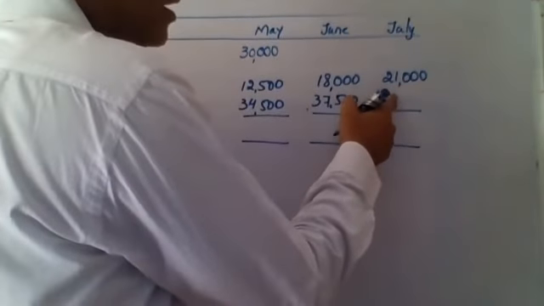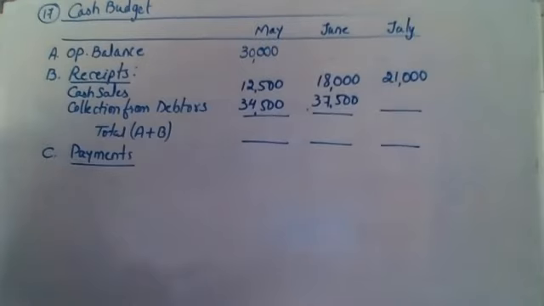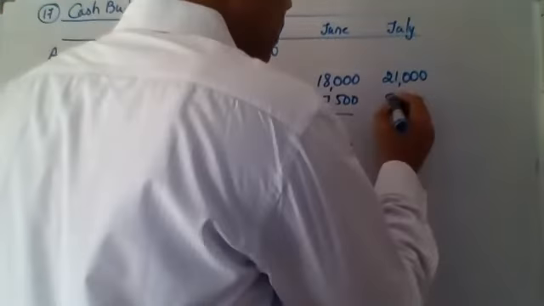What about July? You will receive credit sales made in June. What is the June sales? The total sales of June is 72,000. In that, 75% is credit sales, 54,000. That you will receive in July.